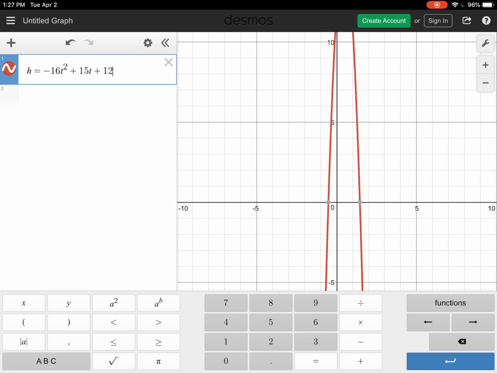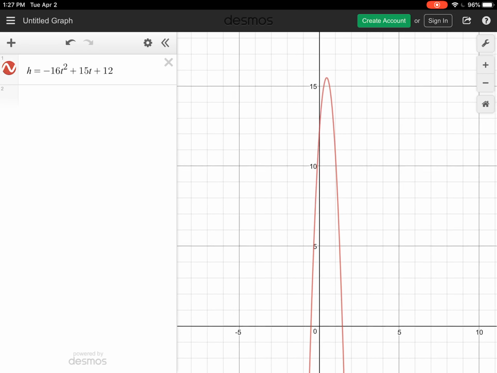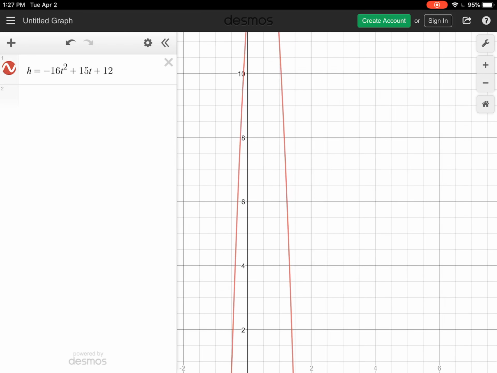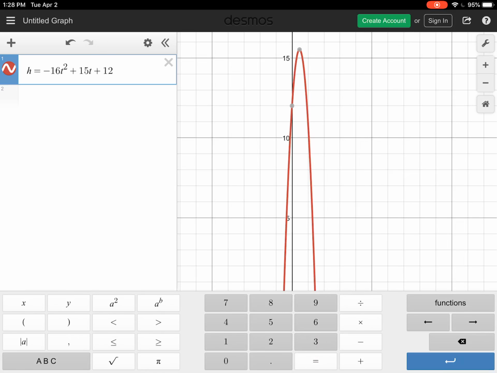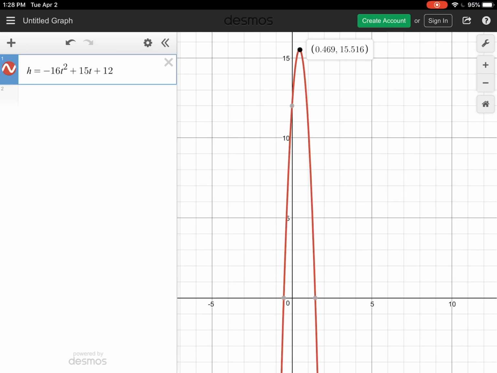Okay, so I've typed in my function. What I'm going to do is you can move this around like this, or you can just zoom in and out with this plus and minus sign on the side. Now right now there's no points to highlight on my graph. So if I click on my function, the h equals, and I highlight it, now you see there's a blue box around it. You see that there's these points right here. And if you click on that high point, that's the vertex. That gives you the time, which is 0.469 seconds, and the height, 15.516. So 0.469 comma 15.516, and that's what I would write for my answer.